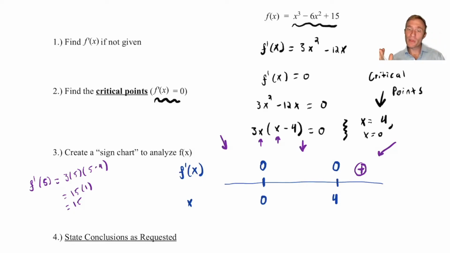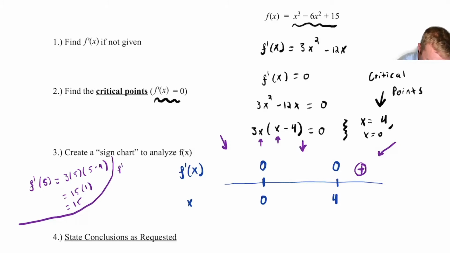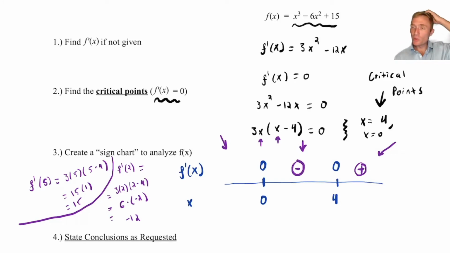But when I do something between 0 and 4, let's say 2, and again, these are all unnecessary here once you really get the idea in your head, f prime of 2 is going to be 3 times 2 times (2 minus 4). Now your first term, 6, is positive, but your next one is negative. You're going to get negative 12 for the derivative at 2. So we have a negative derivative between 0 and 4.